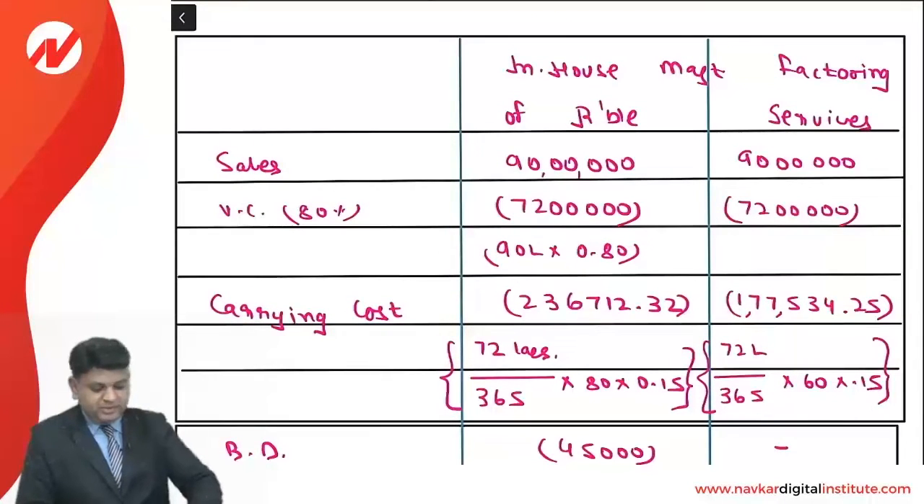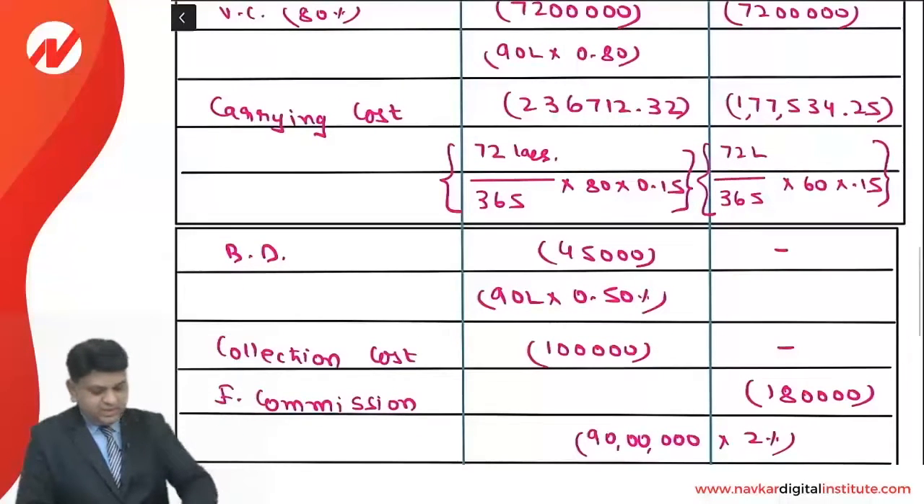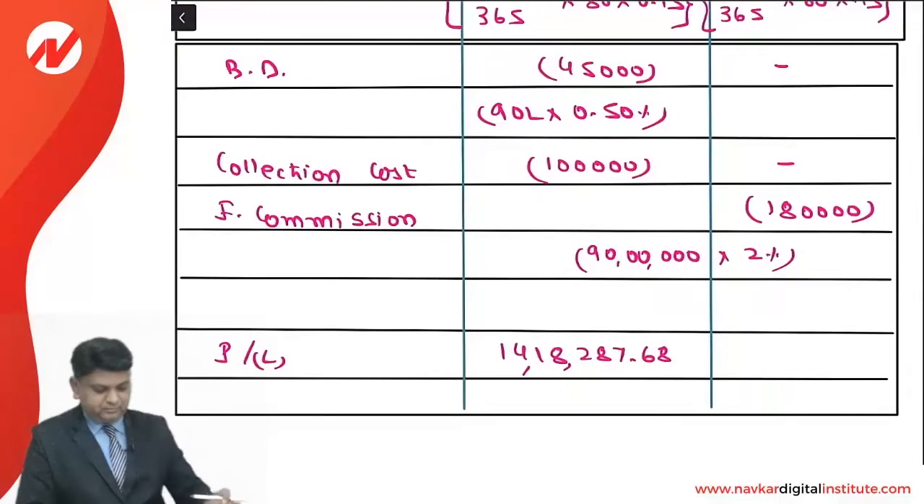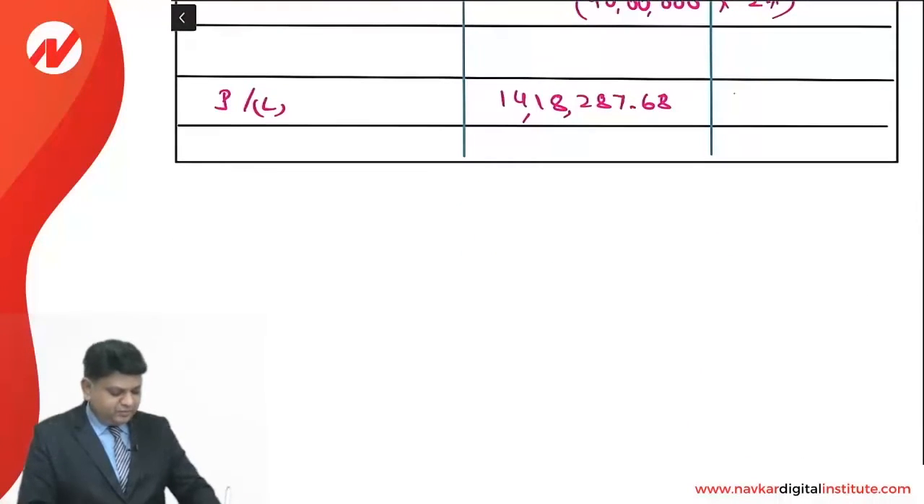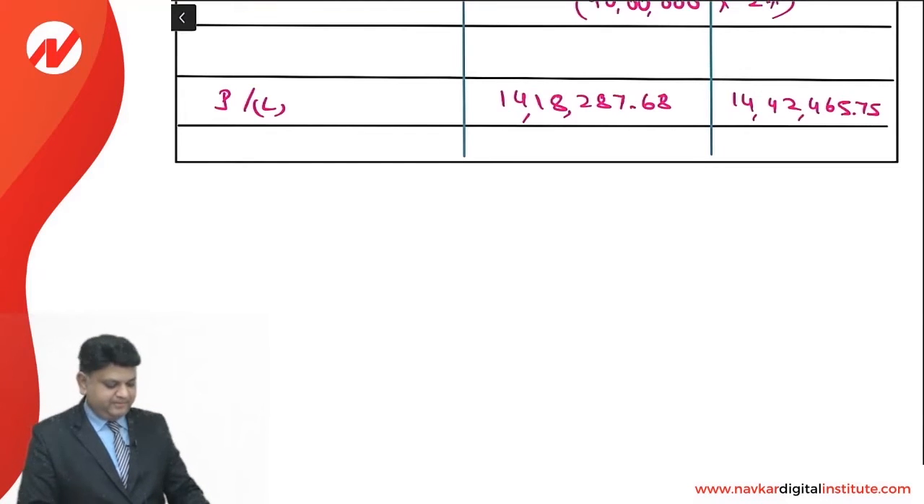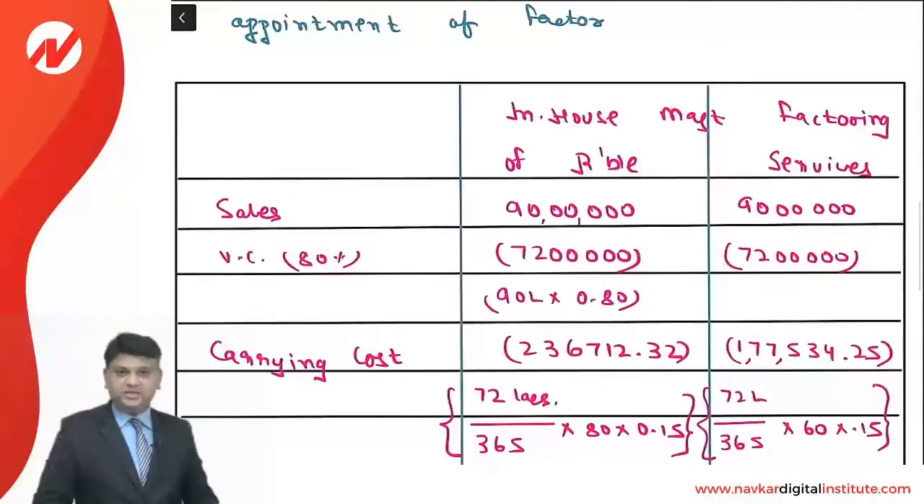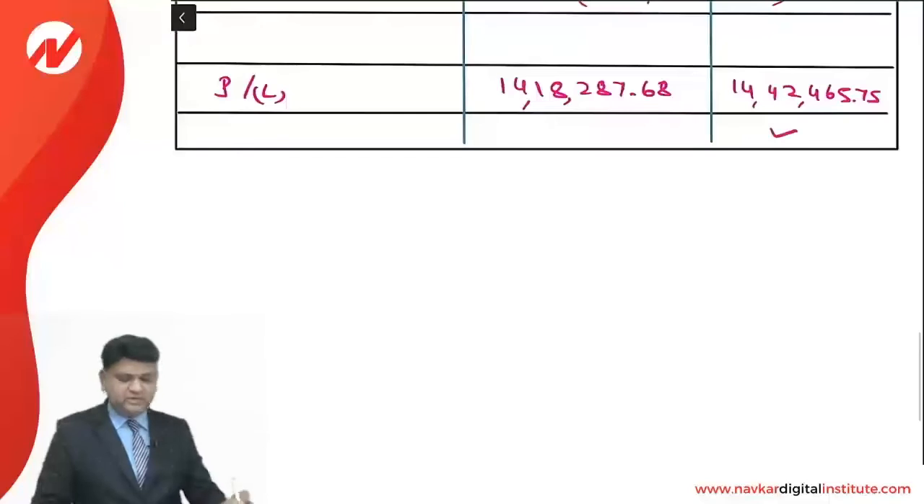In case of the proposed, 90 lakhs minus again 72 lakhs minus 1,77,534.25 minus 1,80,000. So again there is a profit of 14,42,465.75. That is the way we have the profit. We can see that in case of the proposed, the profit is more than the present. So the company would be advised that you should appoint the factor. This is a very simple method by which you can do the answer.